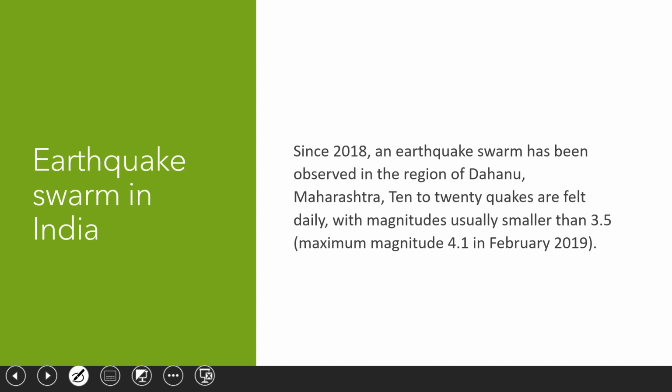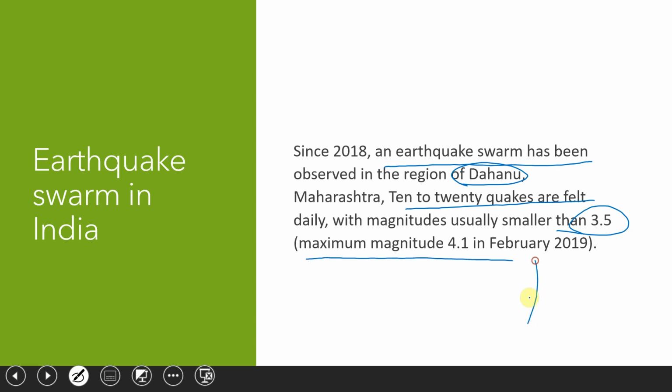Now this is the last topic, the earthquake swarm in India. As I already explained, in 2018 an earthquake swarm was detected for the first time in India, in Maharashtra, the Dahanu region. Even if you Google it, you will see recent earthquakes, and we still receive earthquakes in those regions. It is nothing but earthquake swarms, caused by an imbalance when rainwater accumulates, and then balancing occurs, leading to an earthquake swarm situation in the Dahanu region of Maharashtra. 10 to 20 earthquakes are felt daily with magnitude usually smaller than 3.5, and the maximum magnitude was 4.1 in February 2019.